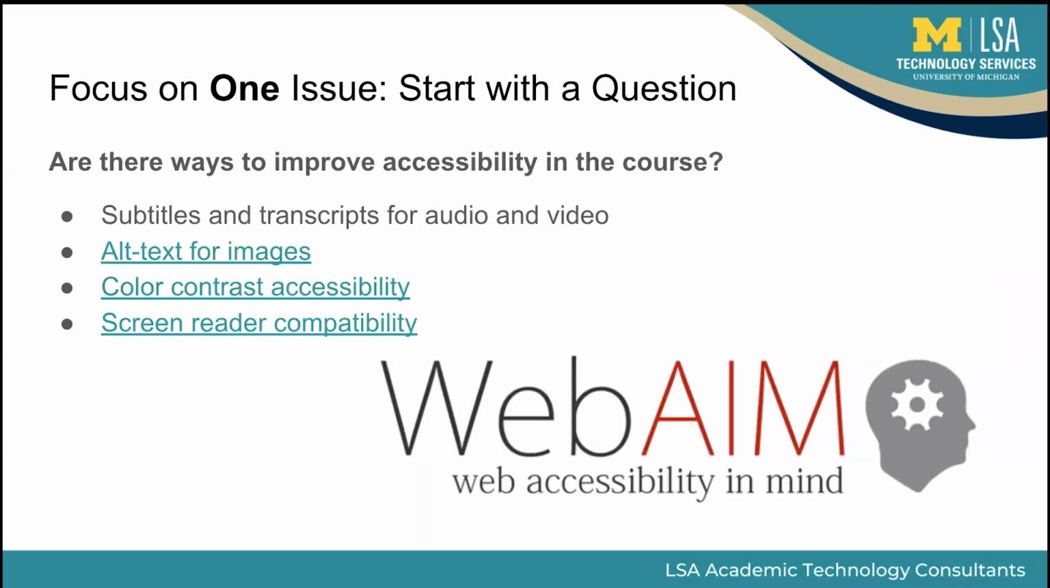Another question: are there ways I can improve accessibility in my course? Again, this might be overwhelming to think about in the large scale of the whole course. So this could be refreshing just an assignment too, right? Do I have subtitles and transcripts for my audio and video? Maybe trying to do that for all of my videos and audio all at once is challenging, but I can focus on maybe the high stakes assignments. Am I using alt text for images in my slide decks or on my Canvas page? Can I go in and add that, right?